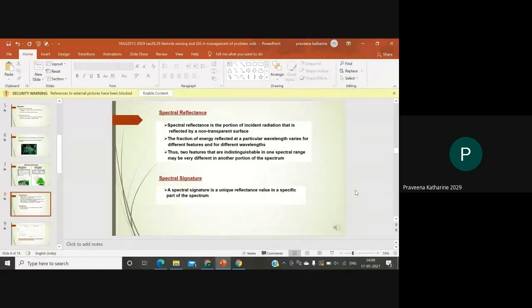The spectral reflectance. What do you mean by spectral reflectance? The spectral reflectance is the portion of the incident radiation that is reflected by a non-transparent surface. Spectral means what? It tells you something about the wavelength. Portion of the wavelength. This spectra, which is a visible spectra, visible wavelength.